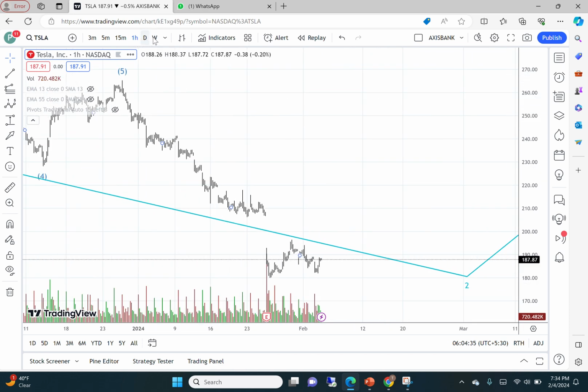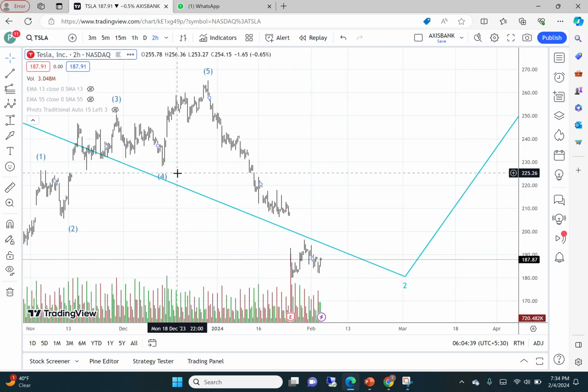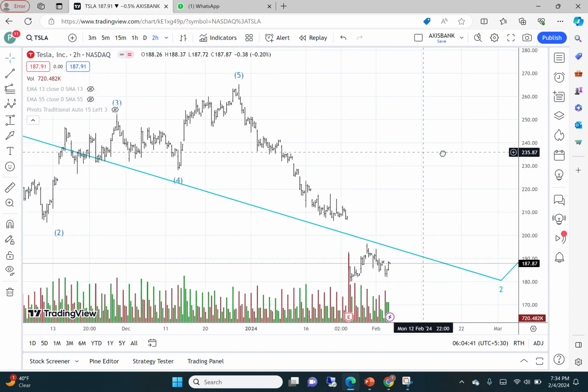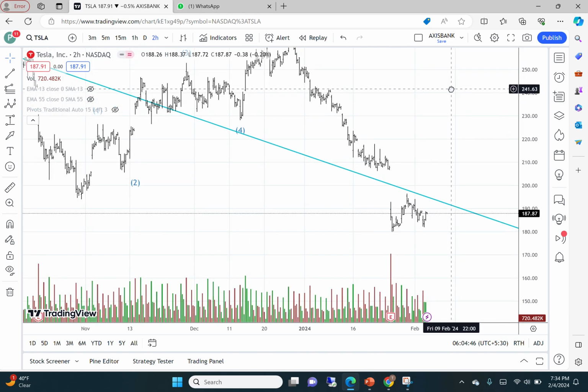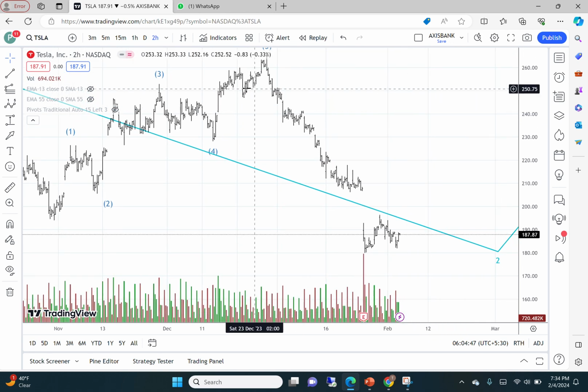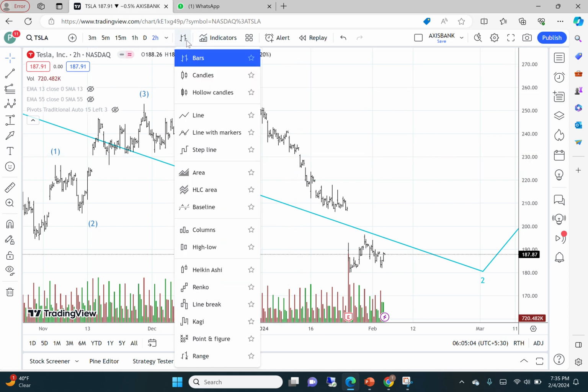Let me change it to 4 hours. I need to see something. Let me go to 2 hours. Is it clear? I don't see anything happening here. This is my correction. What I'm looking for is the zigzag waves, like A, B, C. This C, what's happening, could be in 5 waves. I'm looking to see one zigzag wave, but I'm not able to plot it over here very clearly.